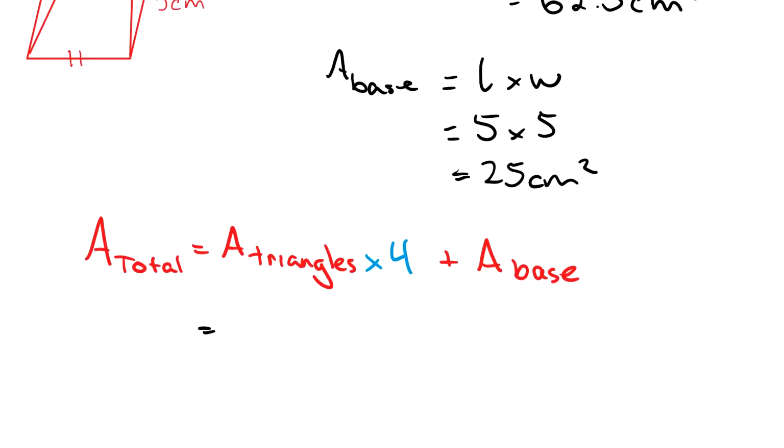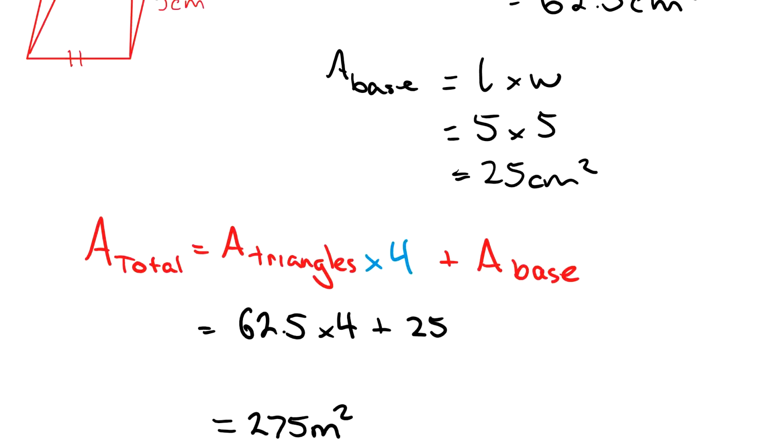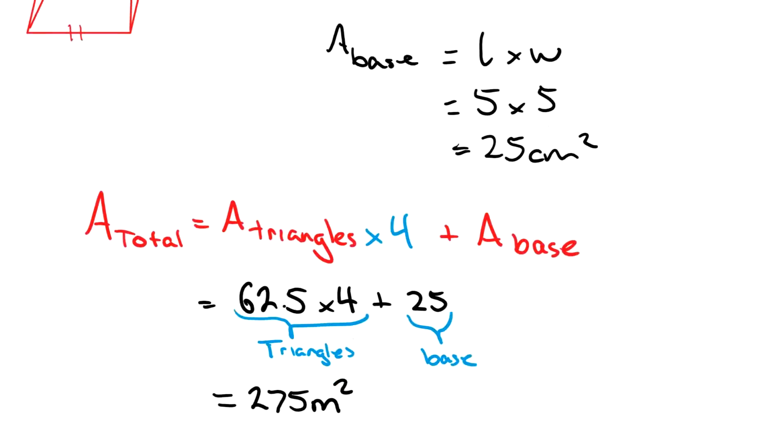So here we're going to have 62.5 times 4 plus our 25, and that comes out at 275 meters squared. So it's important to note that this section here is my triangles, and this section over here is the base. Depending on the shape, we'll have different outcomes.